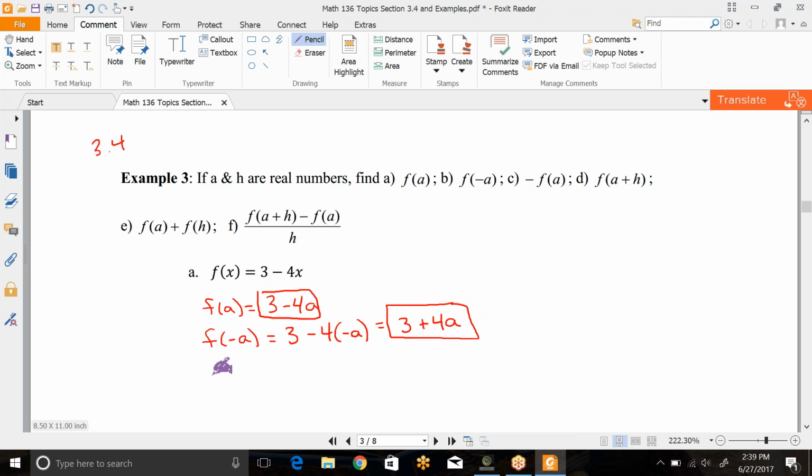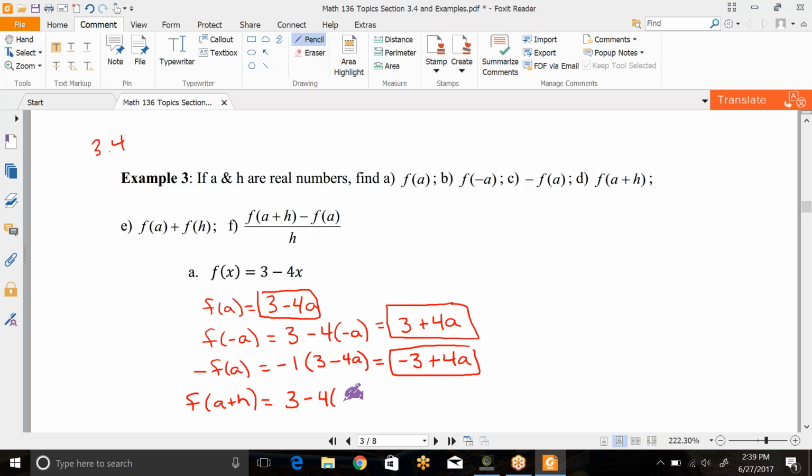Then we have negative f of a, which remember we said is like negative 1 times f of a, which was our first answer right here. So that would make this negative 3 plus 4a. Then f of a plus h, which is a binomial going in for a spot that was a monomial originally. In this scenario, we need to distribute the negative 4 to both of them. So 3 minus 4a minus 4h.